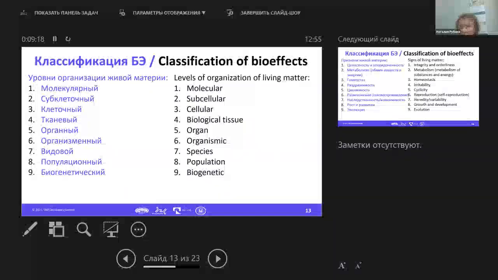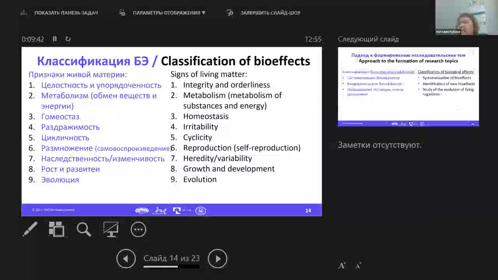The biological effects are classified at different levels of organization of living matter. The levels of organization of living matter are very well known to biologists. They span from molecular to biogeocenosis. I hope that you can still interpret what I'm telling you. So this is the first approach to the classification. The second part is the classification by the signs of living matter.